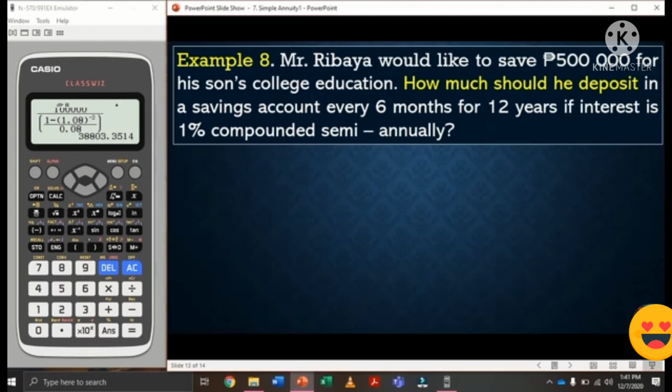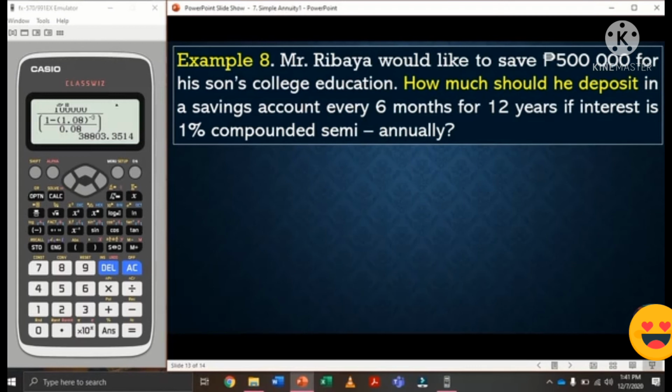Next. Another example, Mr. Ribaya would like to save 500,000 pesos for his son's college education. How much should he deposit? So, magkano ang i-deposit niya every 6 months, sa loob ng 12 taon, na merong 1% compounded semi-annually.